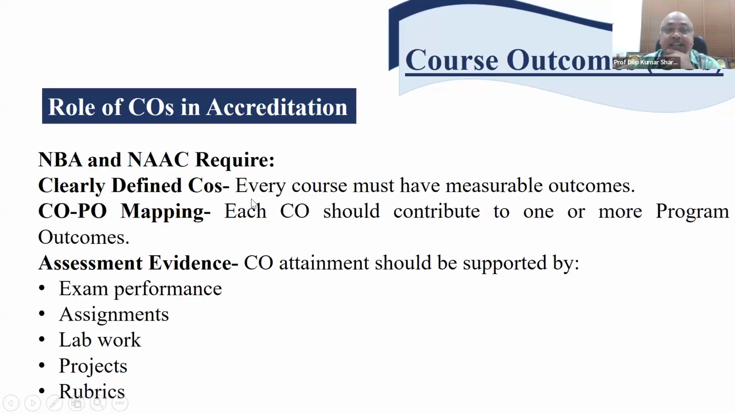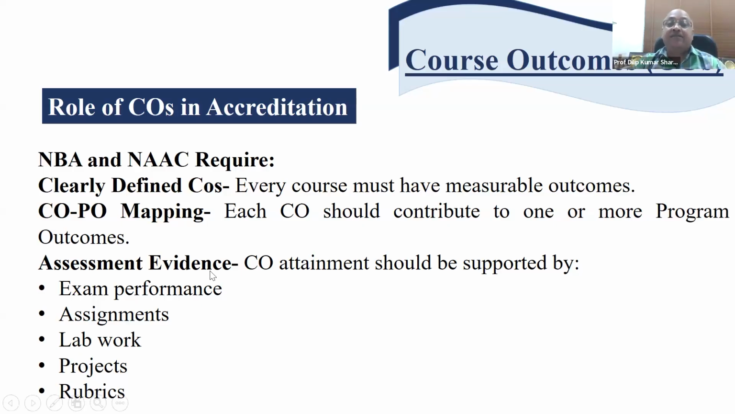Role of COs in accreditation: NBA and NAAC require clearly defined COs. Every course must have measurable outcomes. Then we do the CO-PO mapping, where each CO should contribute to one or more program outcomes. Please remember, for one course you are going to have 4 to 5 course outcomes. Each course outcome will be mapped with one or many program outcomes. That thing you have to remember.